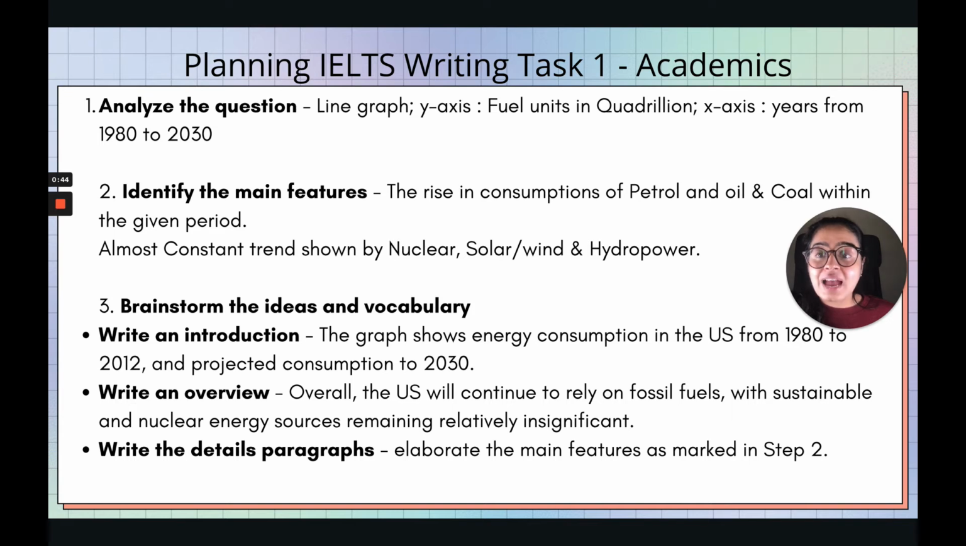Second step involves identification of the main features. And here I have identified 2 main features. The rise in consumption of petrol and oil and coal within the given period. Almost constant trend shown by nuclear, solar, wind and hydropower.